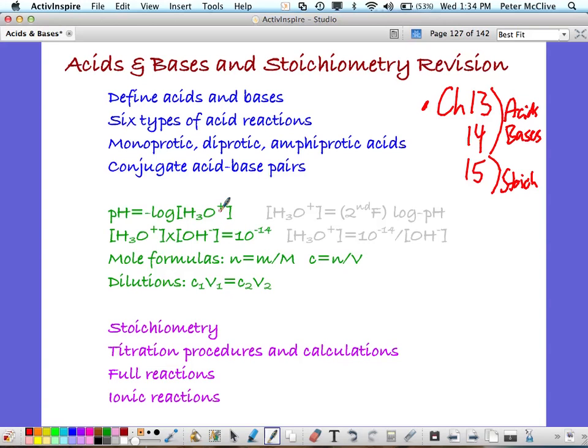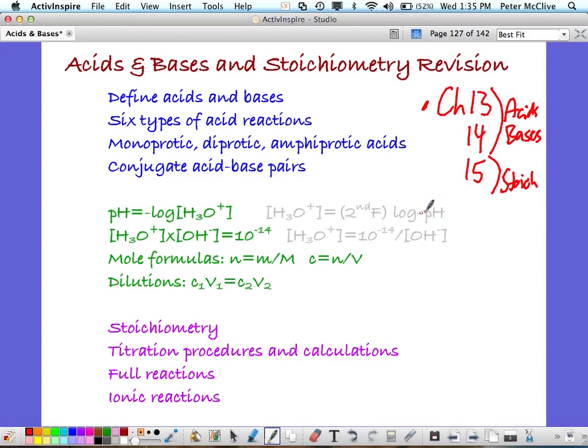And also being able to turn that around. Okay, so this works if you work out the concentration of hydrogen ions, or hydronium ions, you just take the log of that and the negative of that answer gives you the pH. But if you're given a pH, can you then work backwards? So knowing your way around your calculator, if you're given a pH, how do you work backwards?